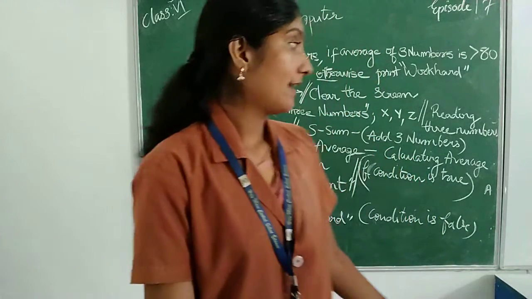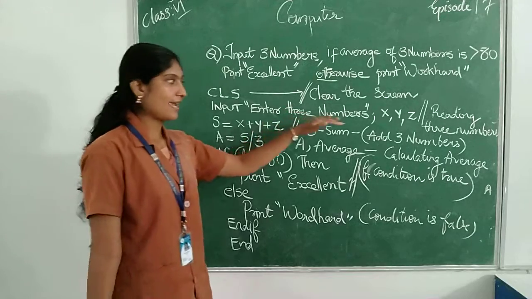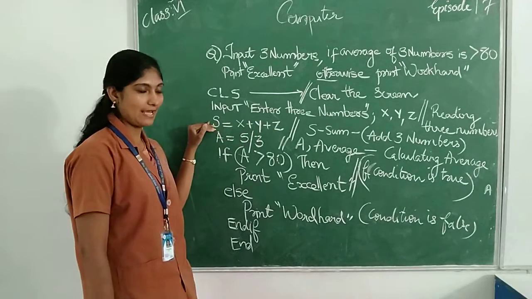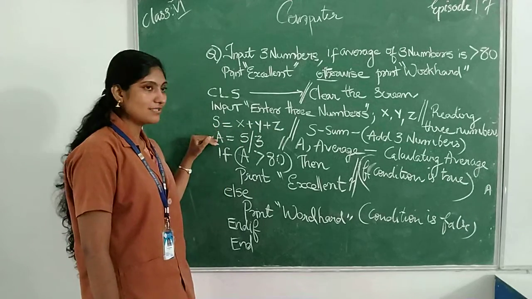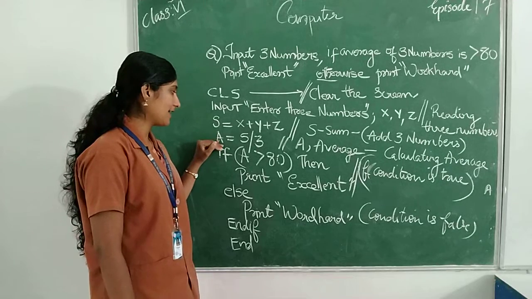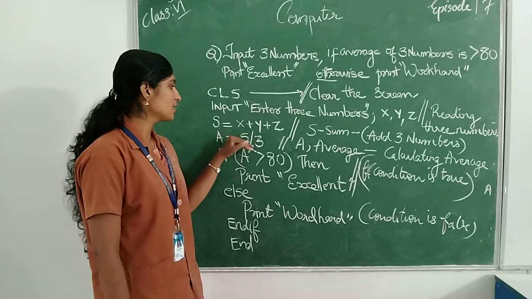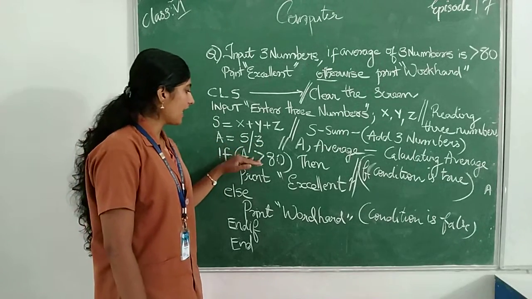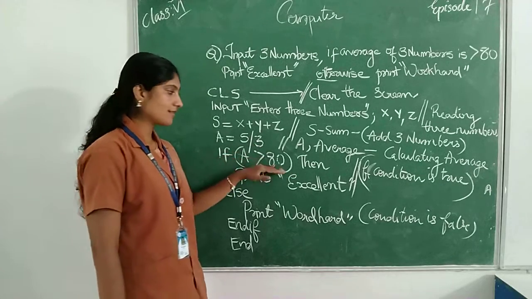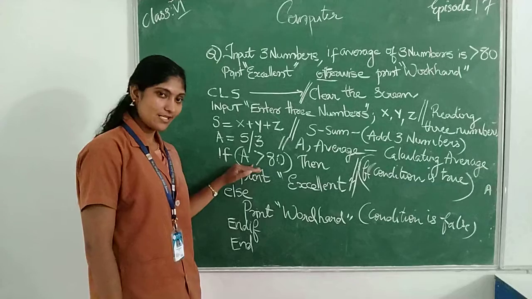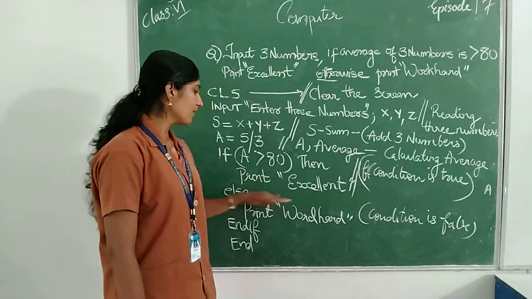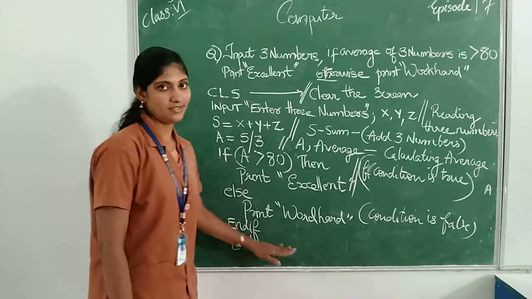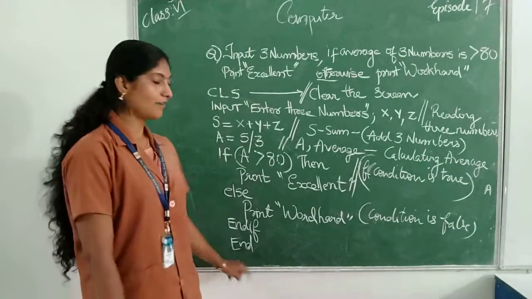So after that we did an example problem. Enter three numbers x, y, z. Adding the three numbers x, y, z and storing into a variable s. That is the sum. Then finding average a. That letter a is used for representing average. So s by 3. Now the average is stored in letter a. So a greater than 80 means if the average is greater than 80, and the condition is true, then print excellent. Otherwise, the else part means if a is less than 80, then print work hard. So after that, close the end.